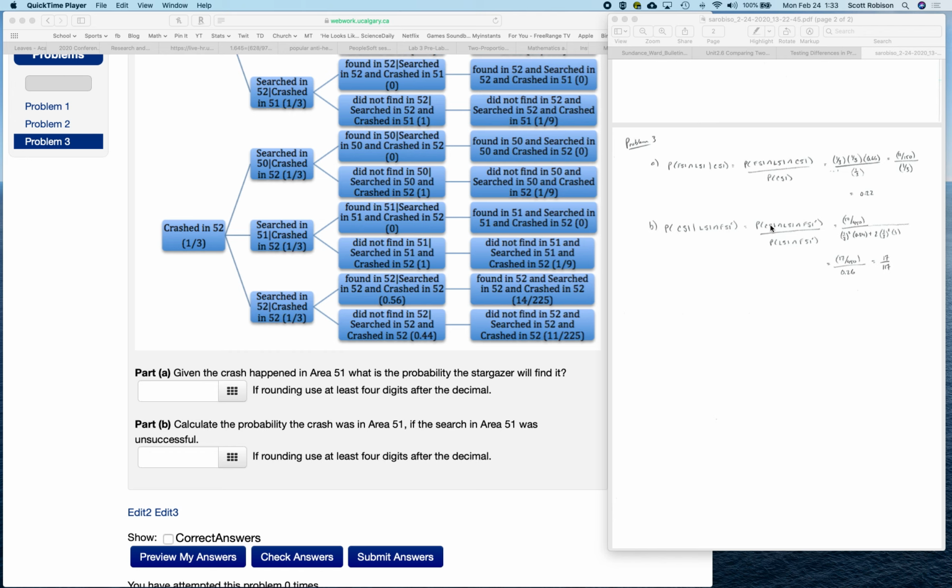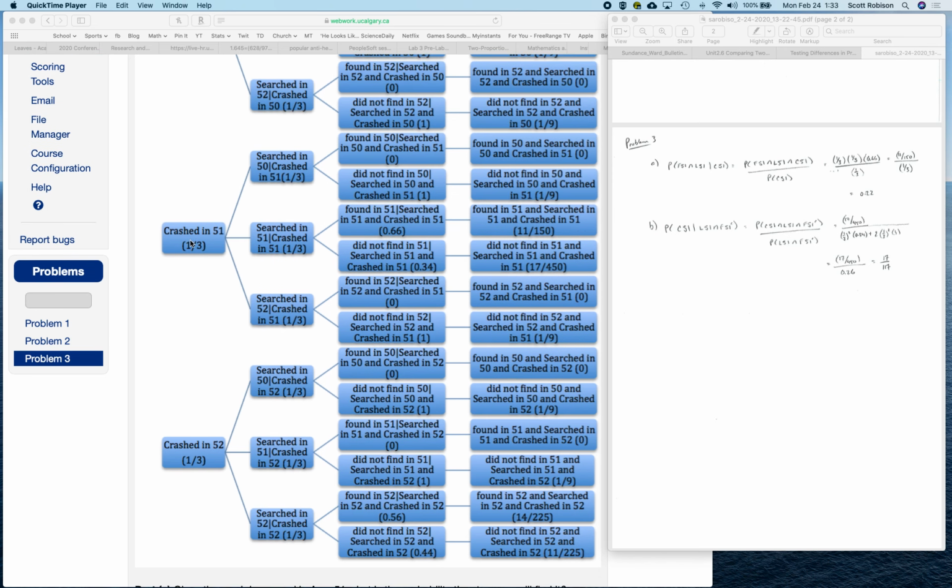To start with the numerator, crashed in 51 and looked in 51 and did not find. So it did crash in 51, and I looked in 51 but did not find it. That's 1/3 times 1/3 times 0.34, which is actually 17 over 450. Okay, so that's the numerator.